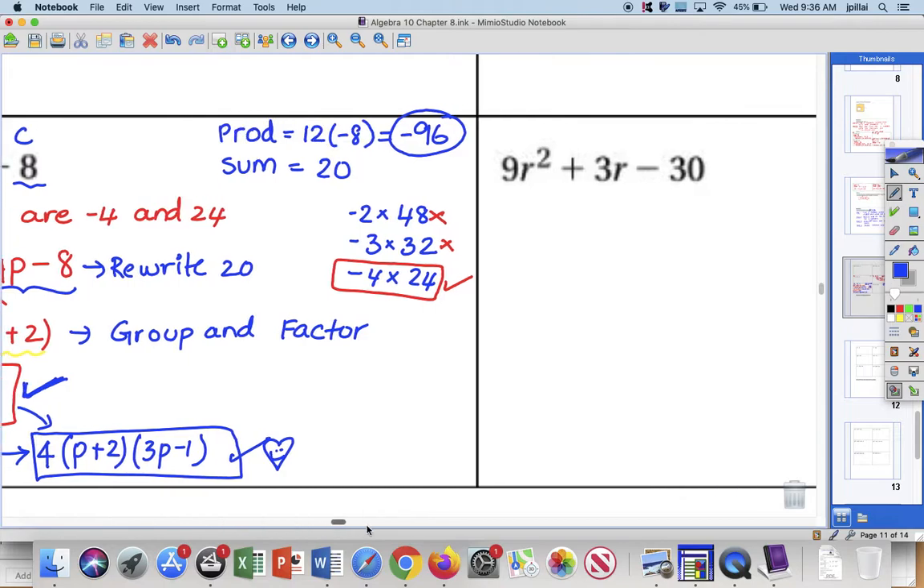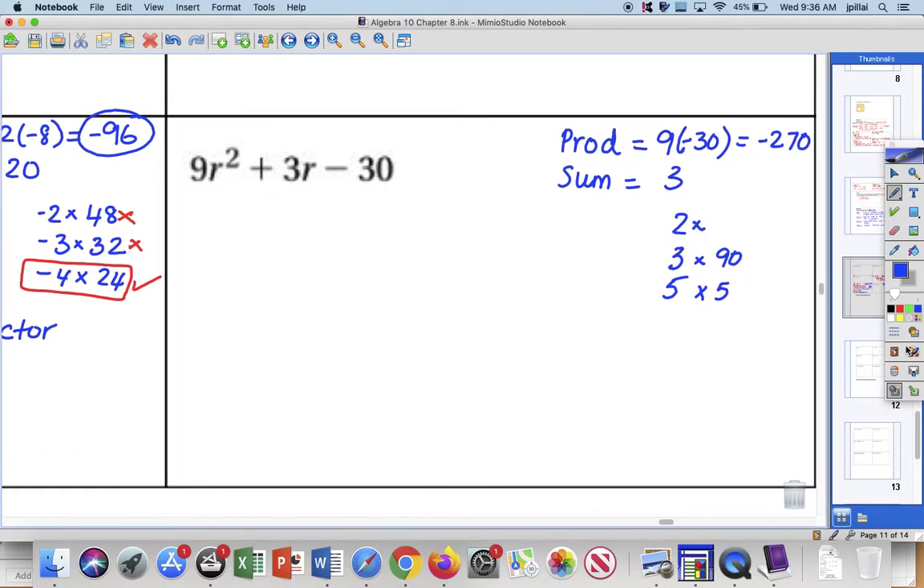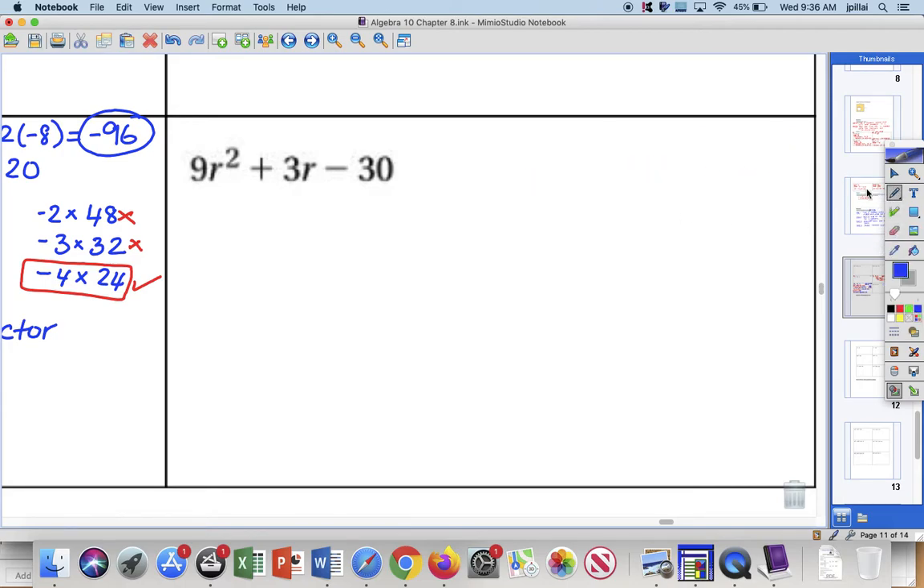So let's move on to the last problem of this section. I already wrote something over there. Let's go. And now again, in this problem, if you notice, between 9, 3, and negative 30, there is a common factor of 3. So you could do that and you will end up getting the same answer.